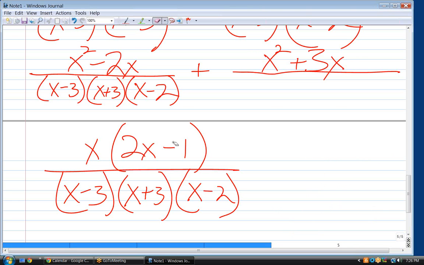So had I come up with, say, 2 minus x, I could have crossed it out with that and replaced it with a -1, or 3 minus x even.